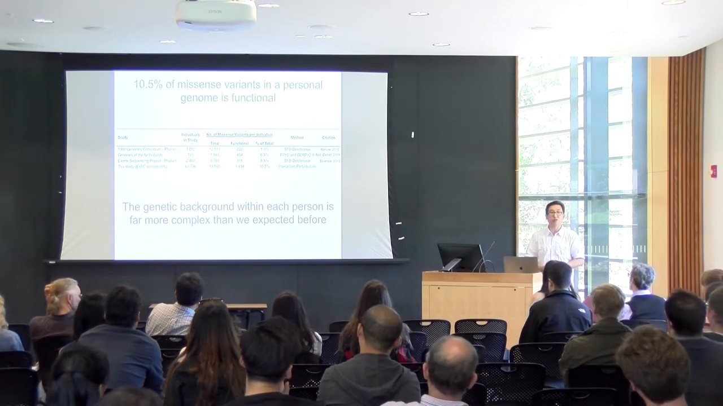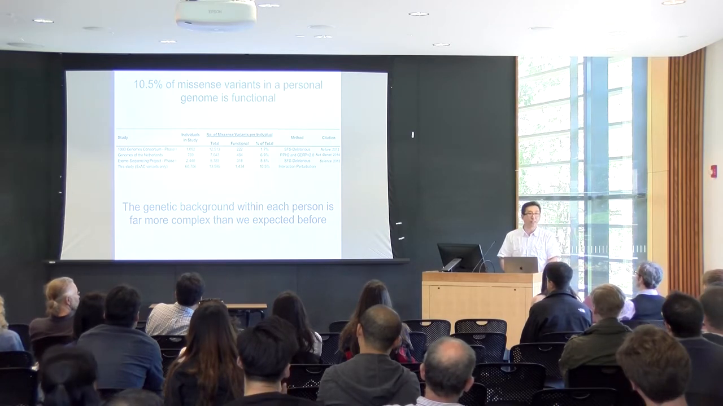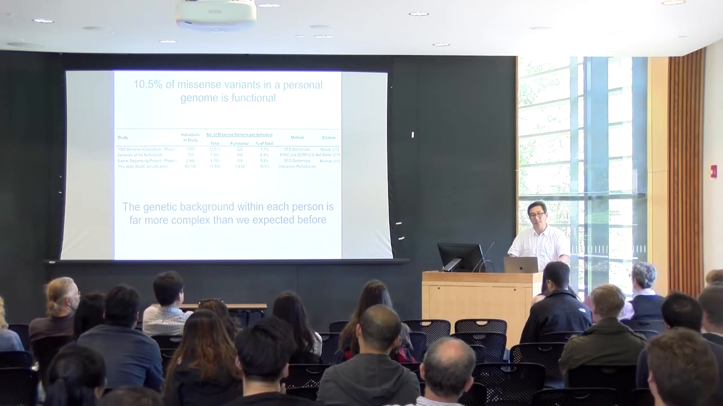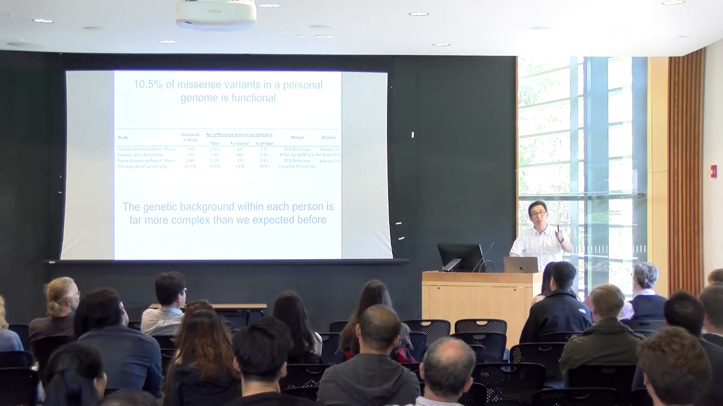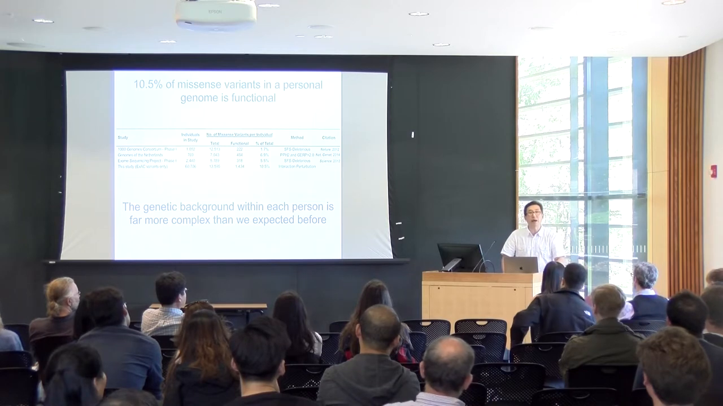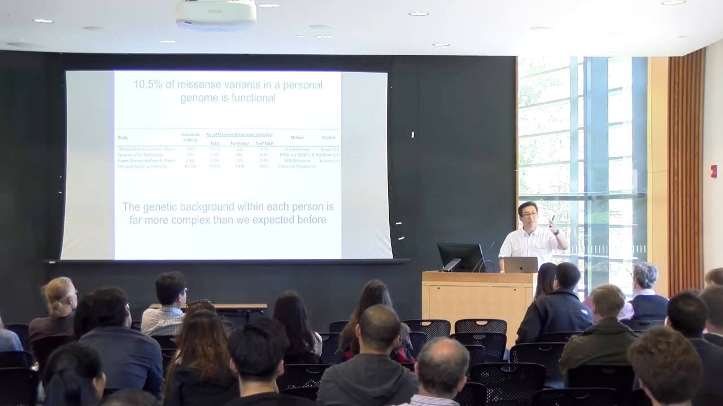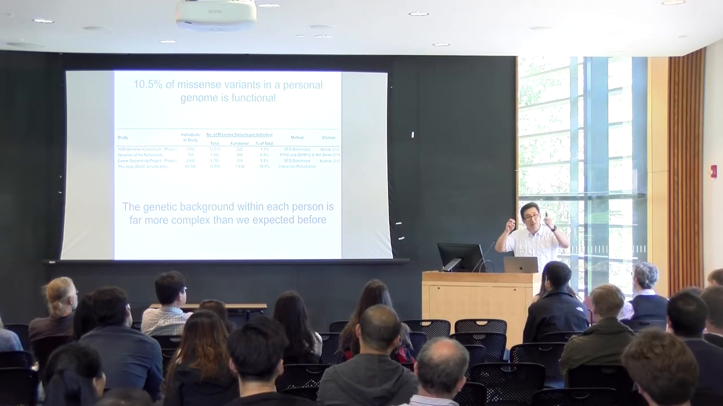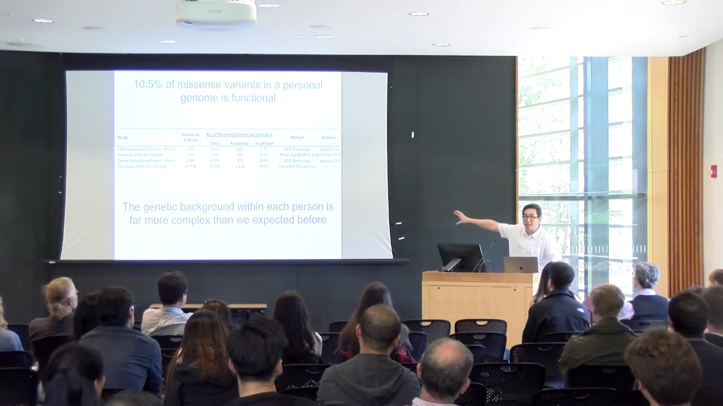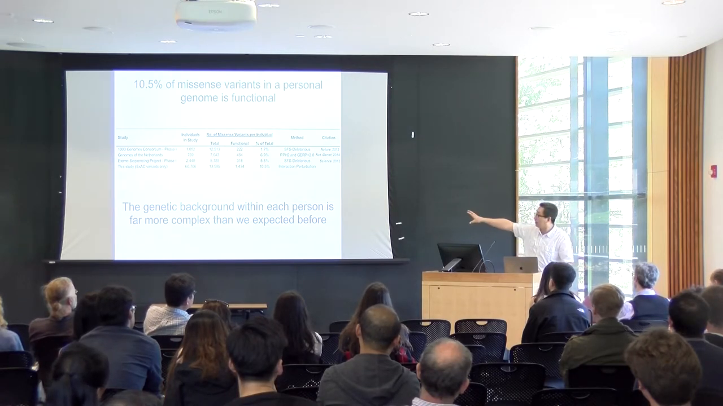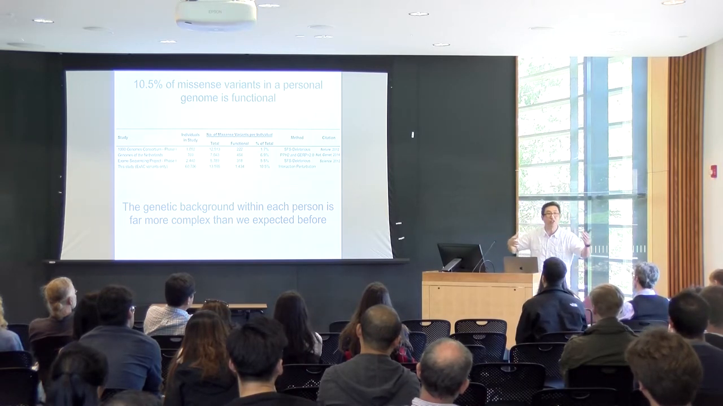within each person is actually far more complex than we expected before, right? Because, for instance, we have found about 4,000 or 5,000 known disease-causing or disease-associated mutations. But the vast majority of these have very limited penetrance. That is, maybe only 10-20% of the people having these known disease-causing mutations are actually showing the disease phenotype, right? And geneticists will always say, well, that is because of the genetic background, right? So what does that mean? I think this is what we mean: these 5 million mutations, and a lot of them are actually functional.